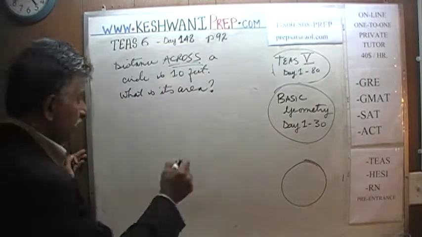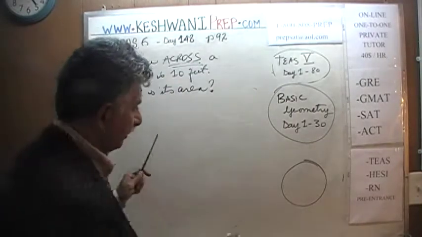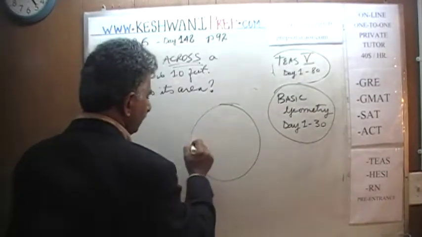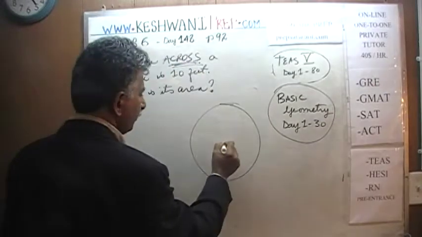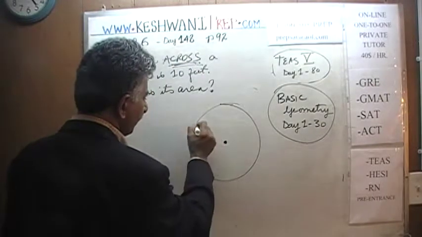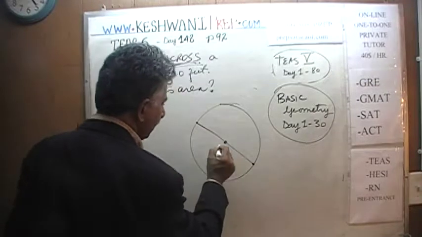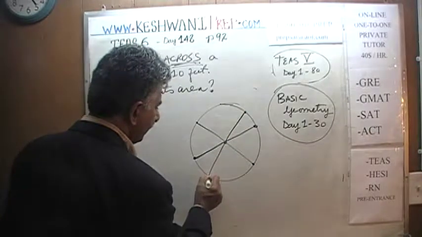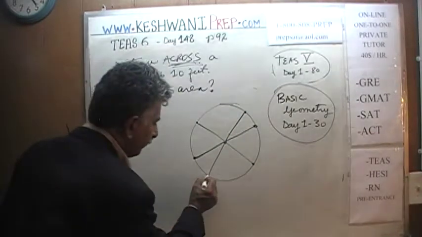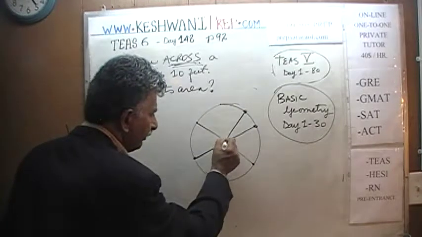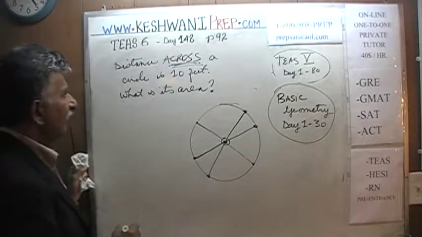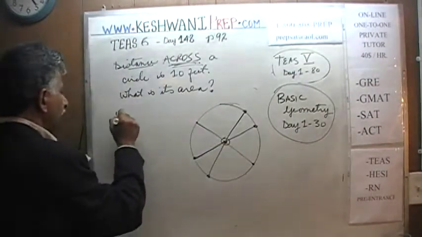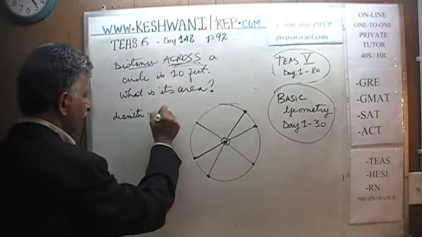So let's draw a circle. Right here we have a circle here. I'm going to redraw it. And we are told that the distance across, whenever we see across, we have to go through center. So distance across from here, going across to here, or from here, going across to there, or from there, going across to here. It doesn't matter where you start, where you end, as long as you go from one edge to the other edge, going through the center. These are called diameters. And we are told that the distance across this particular circle is 10 feet. In other words, the diameter of the circle is 10 feet.